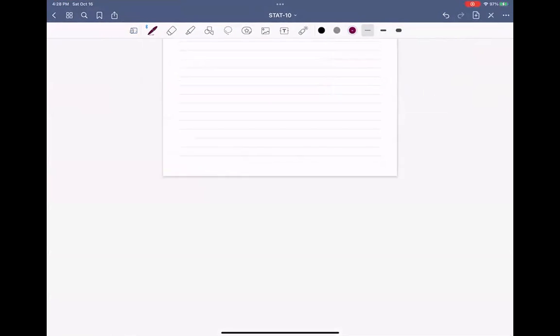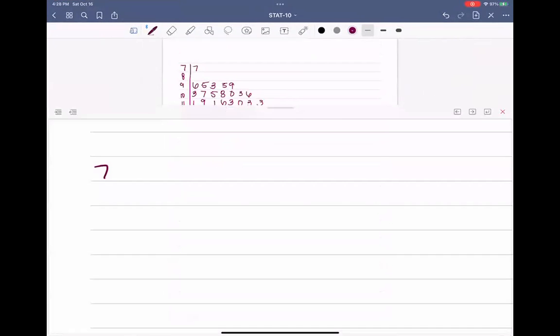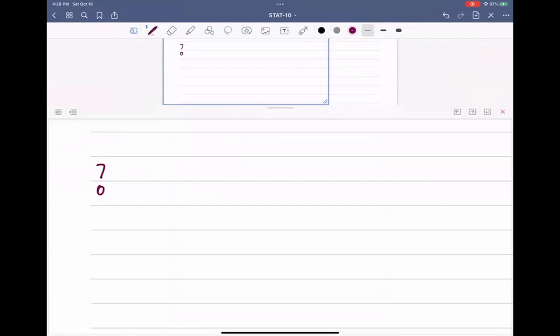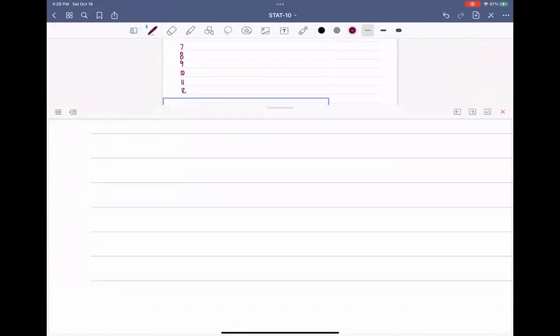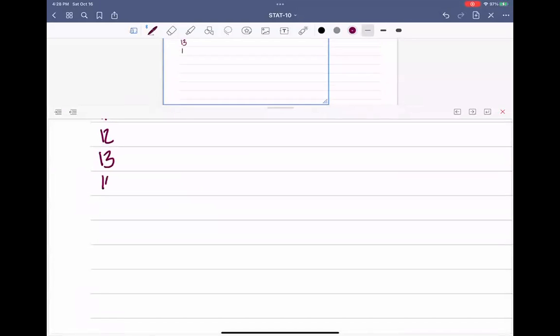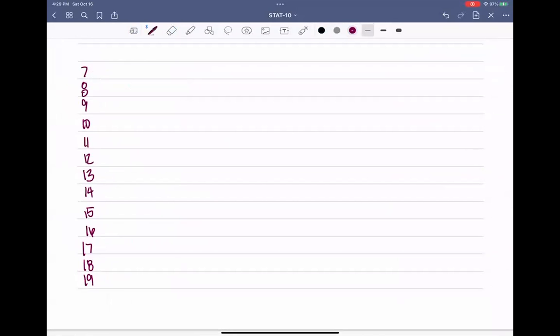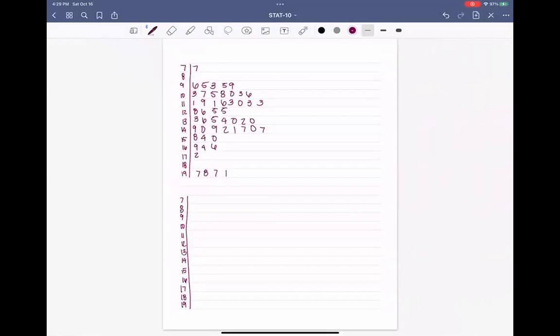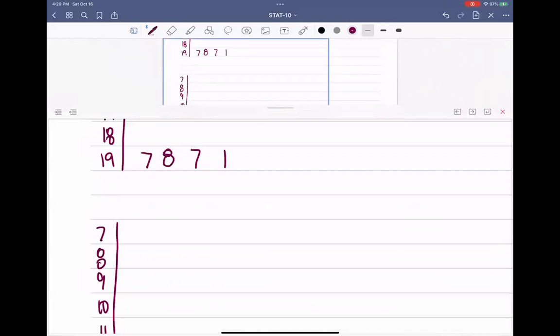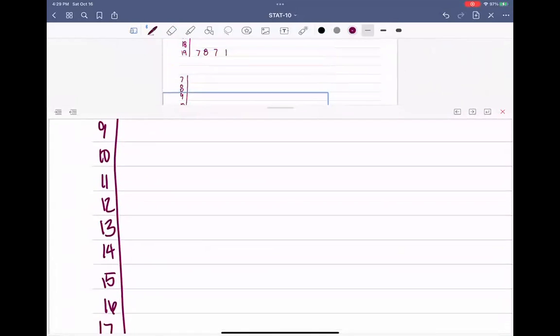Starting off with 7, 8, 9, 10, 11, 12, 13, 14, 15, 16, 17, 18, and 19. With each of these categories, we're going to rewrite all of the values, but in numerical order. With 7, we don't have to do too much because that one's already done for us.